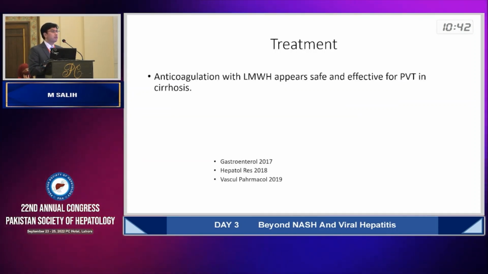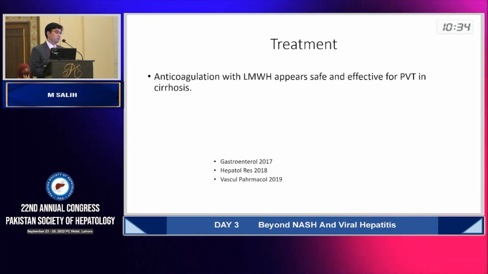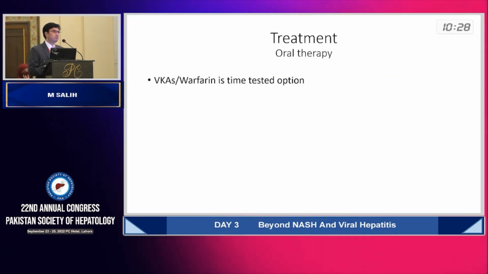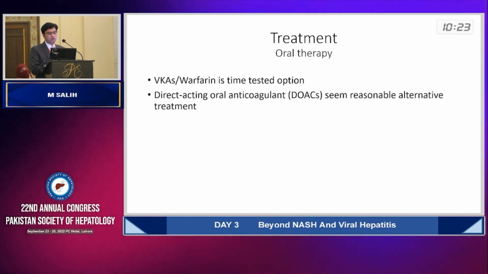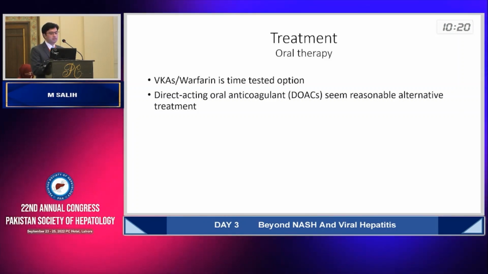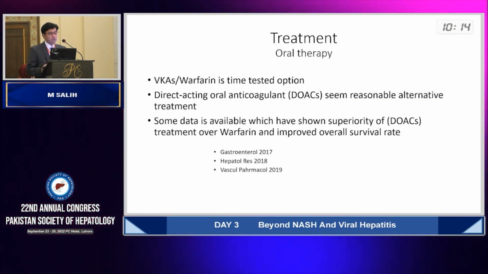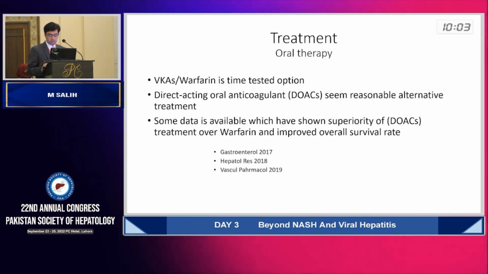Now the treatment. Anticoagulation with heparin, more so with low molecular weight heparin, appears safe and effective for portal vein thrombosis in cirrhosis. Now, what about the oral therapy? We know the time-tested warfarin or vitamin K antagonists. And the newer direct acting oral anticoagulants seem reasonable alternative treatments as well. Some data is now becoming available. Probably they may be better than warfarin, but we should not conclude and start treating everybody with the DOACs.